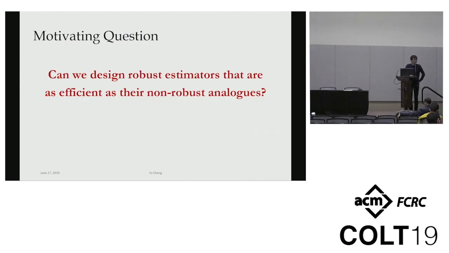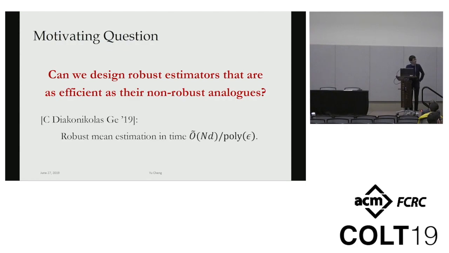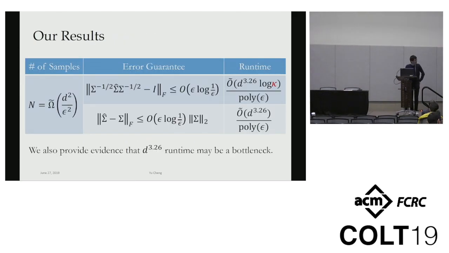More broadly, we're interested in the following question: we want to design robust statistical estimators that run as fast as the non-robust ones. The answer to this question was shown to be yes for robust mean estimation in an earlier work by a subset of authors. Without further ado, this is our main result.